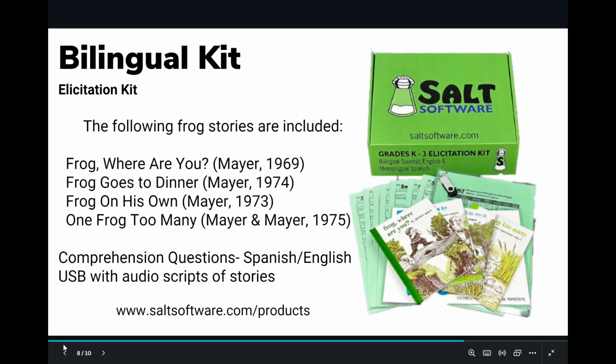I want to take just a moment to describe what we have available for kits on our webpage. Here's the bilingual kit, and this is a picture of what you get in that kit. So there's the scripts that come on a little USB drive, comprehension questions that are in Spanish and in English, of course, and then you get the books for Frog, Where Are You?, Frog Goes to Dinner, Frog on His Own, and One Frog Too Many, as well as the directions in the elicitation protocol.